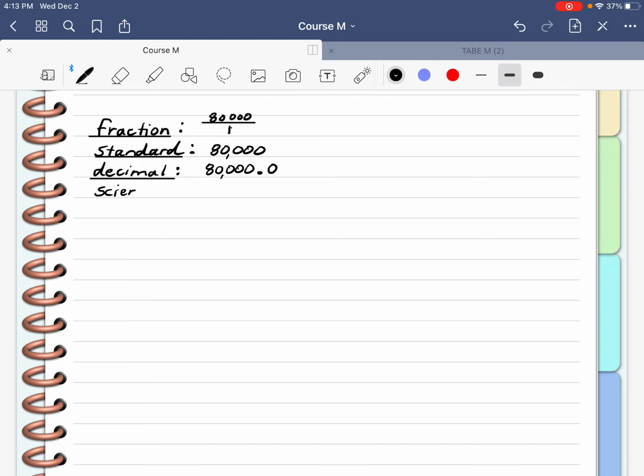Scientific would be 8 times 10. There are no decimal parts, so you just count those zeros, and there are 4 of them. And then word form, we have 8 10,000s, and so to write that correctly, it would be 80,000.